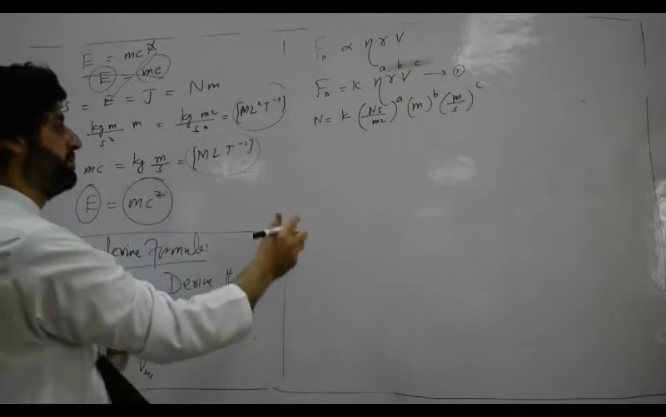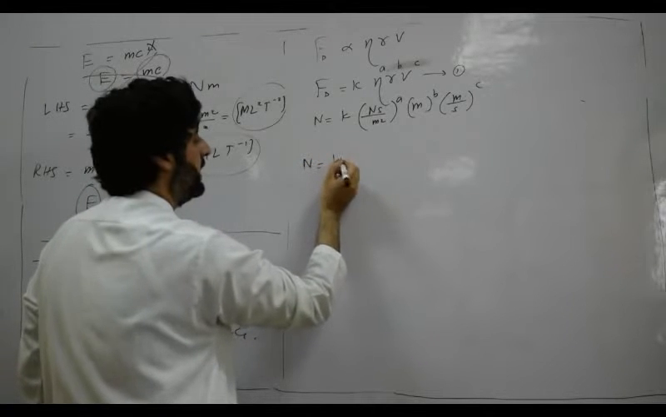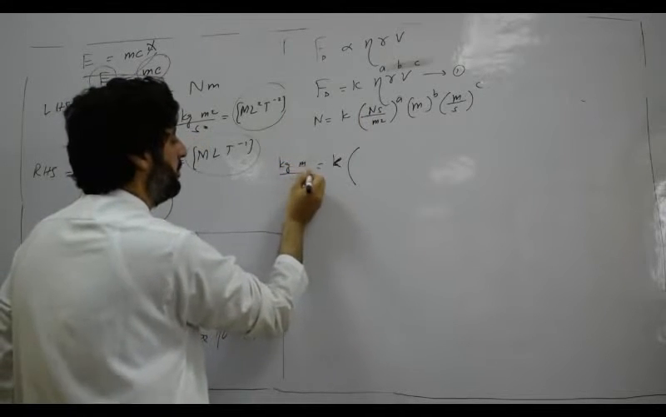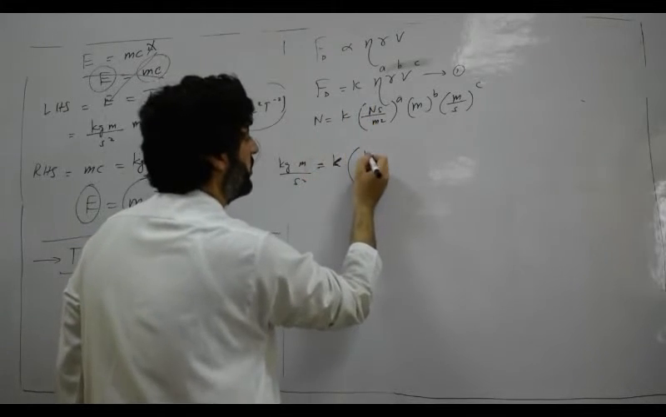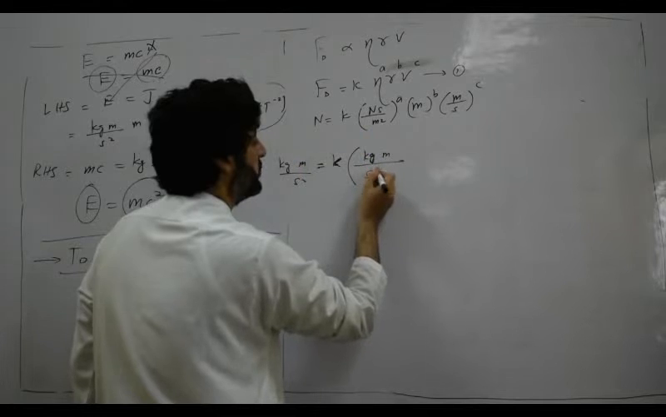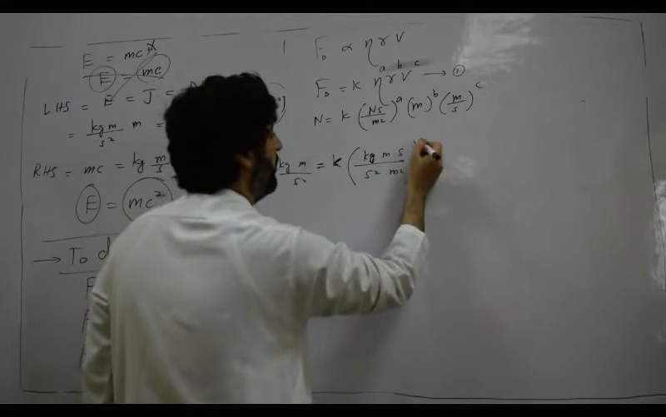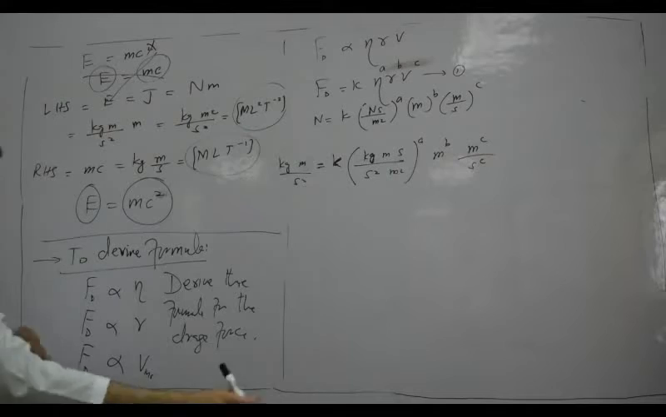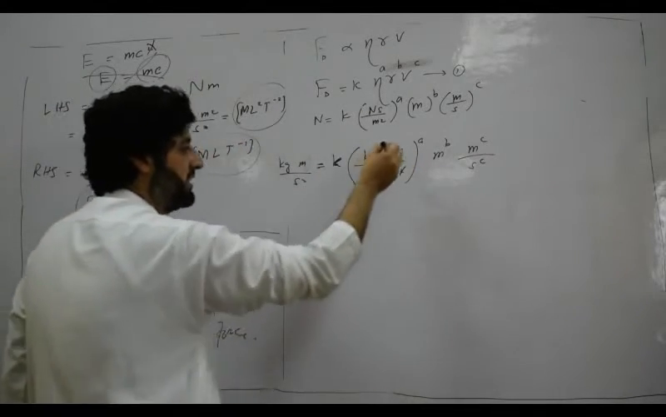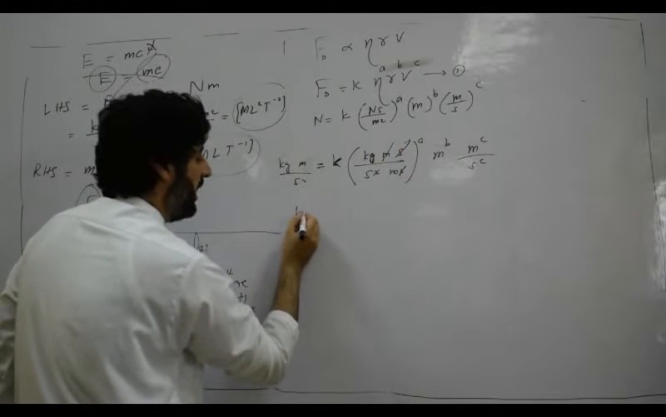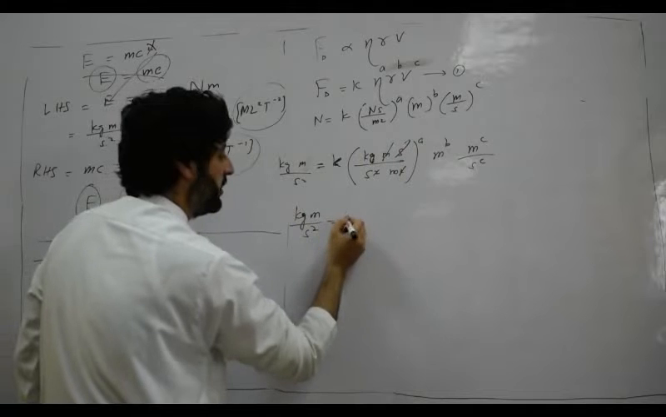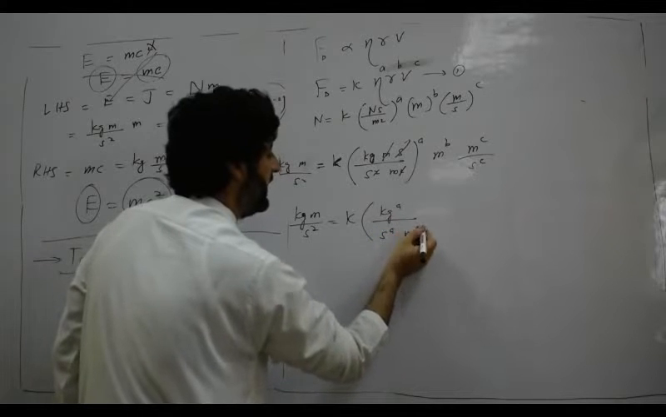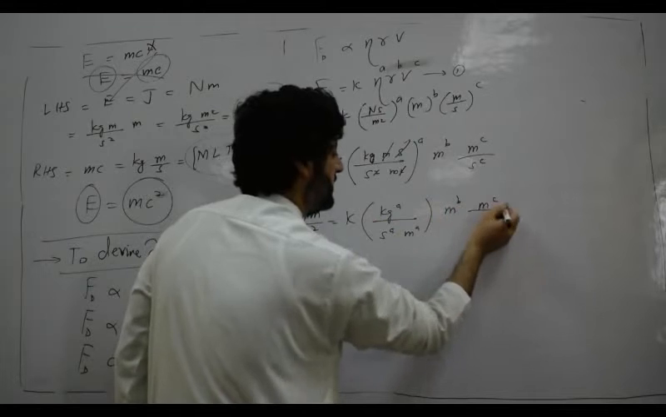So tell me, what is Newton? Newton is equal to kilogram meter per second square. Here Newton is equal to kilogram meter per second square, and second as it is, meter square as it is, whole power A, meter power B, meter power C, second power C. Now look, meter square cancelled, second square cancelled. So what we will have: kilogram meter per second square is equal to K constant, kilogram power A, second power A, meter power A, meter power B, meter power C, second power C.